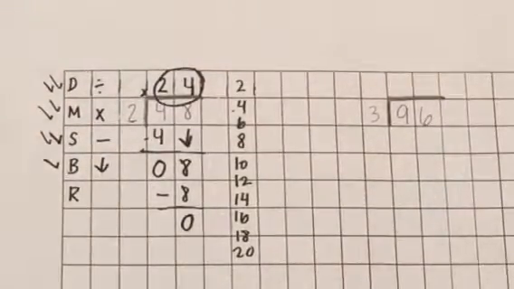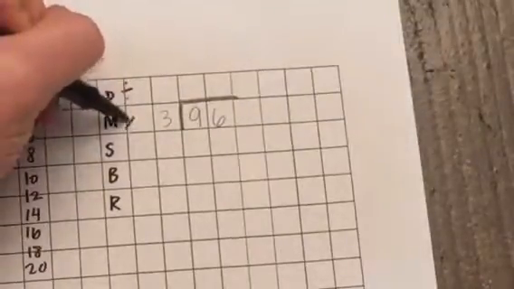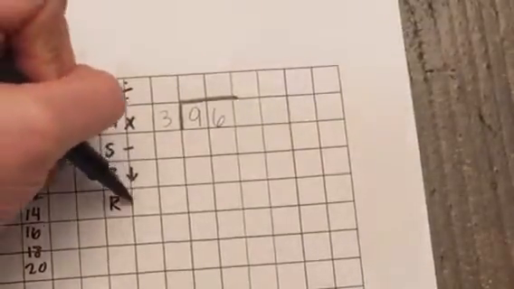Now I also did this on grid paper. I find that to be very helpful because it keeps everything lined up. Let's look at our next problem. Again, I'm going to put down my reminders. Dad, mother, sister, brother, rover. Divide, multiply, subtract, bring down, and then repeat.